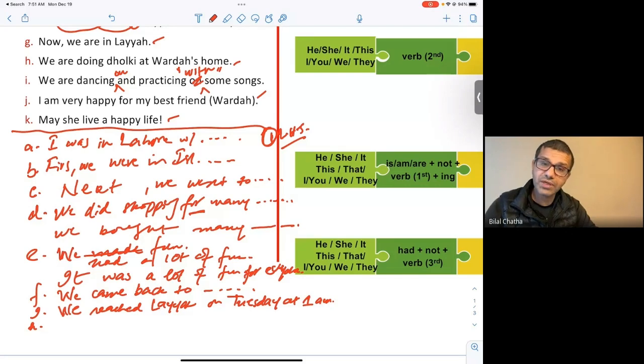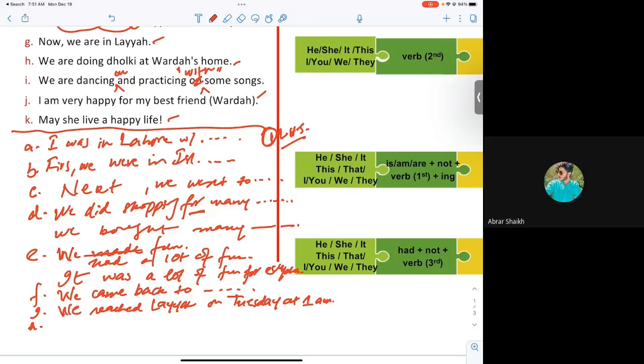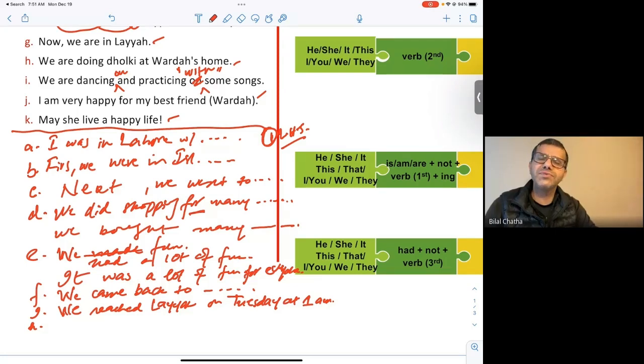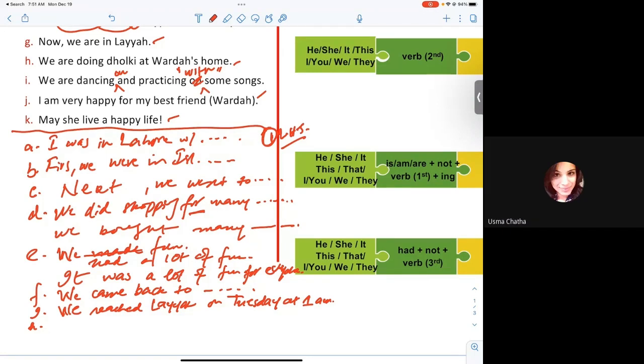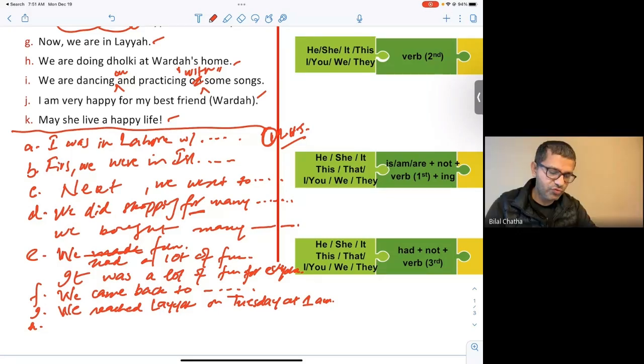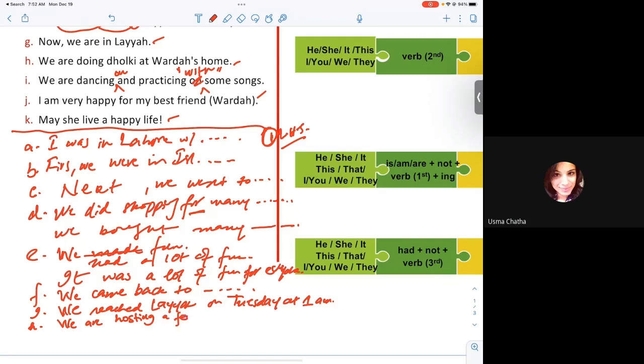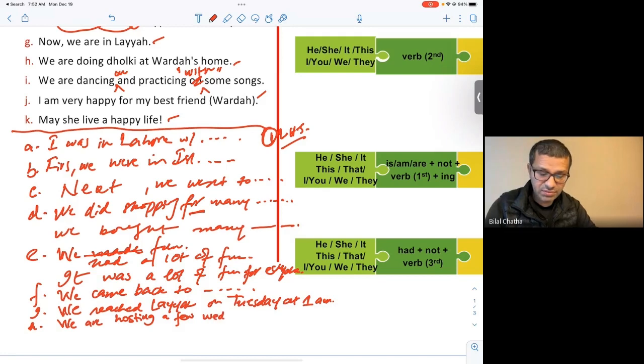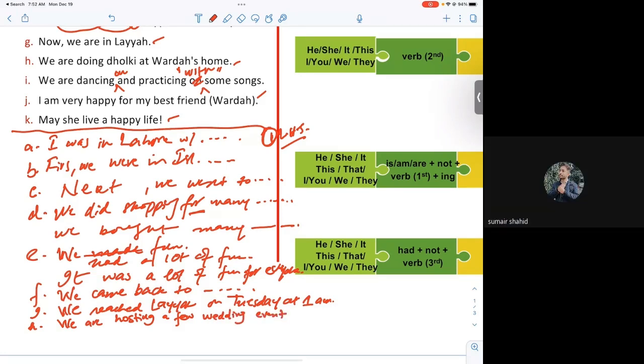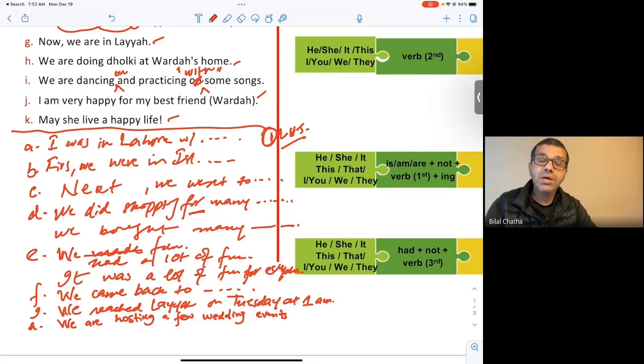Okay. What else? Abrar. We are playing Dolki at Varda's home. Can you see? No. What would you do with dholki, Asma? I think you can use the word celebrate too, but it has to be, you know, we're hosting a few events to celebrate the couple. Oh, that's a good one. We are hosting a few events. We are hosting a few wedding events. Sir, arranging can also work. Yeah, but arrange you say before the event, right? When the event is happening, then you say we are hosting something today or we are celebrating something today.